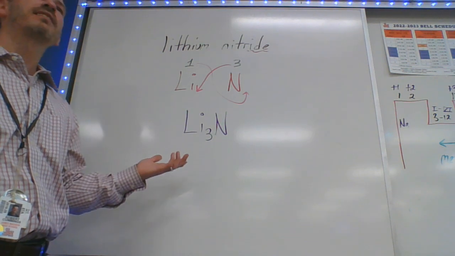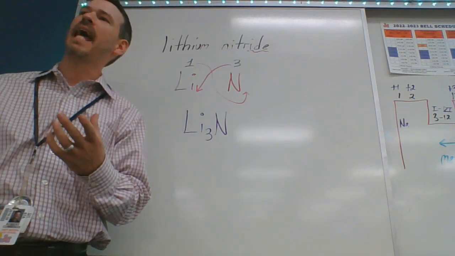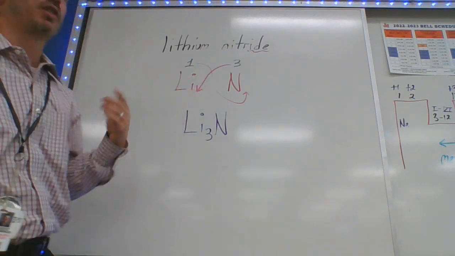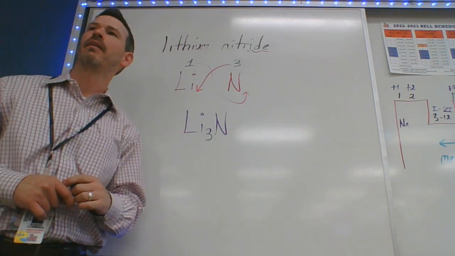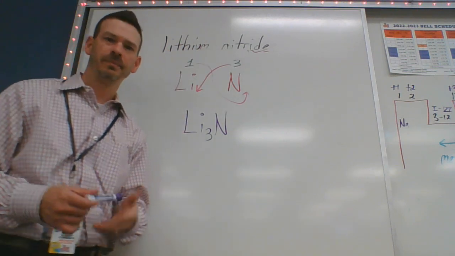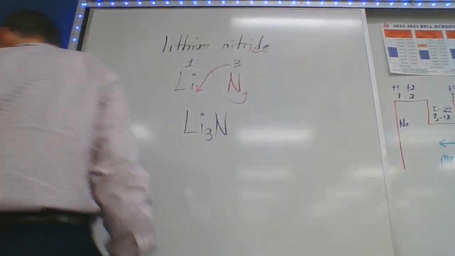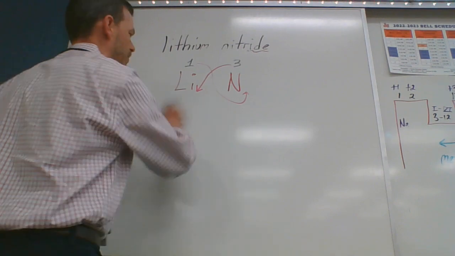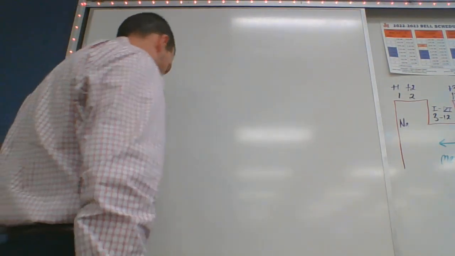So we could draw dots, all right? You draw 3 lithiums and 1 nitrogen, and it would make all the octet happy. But instead, we use the crisscross cheat. The only way to write lithium nitride is Li3N. Let's draw some cards. Make sure you're writing these examples as they appear. You need full notes.